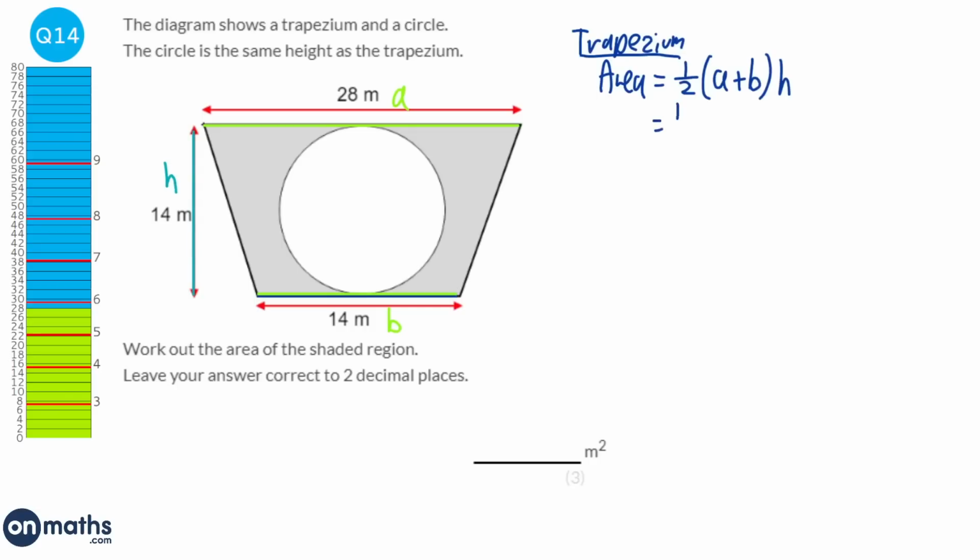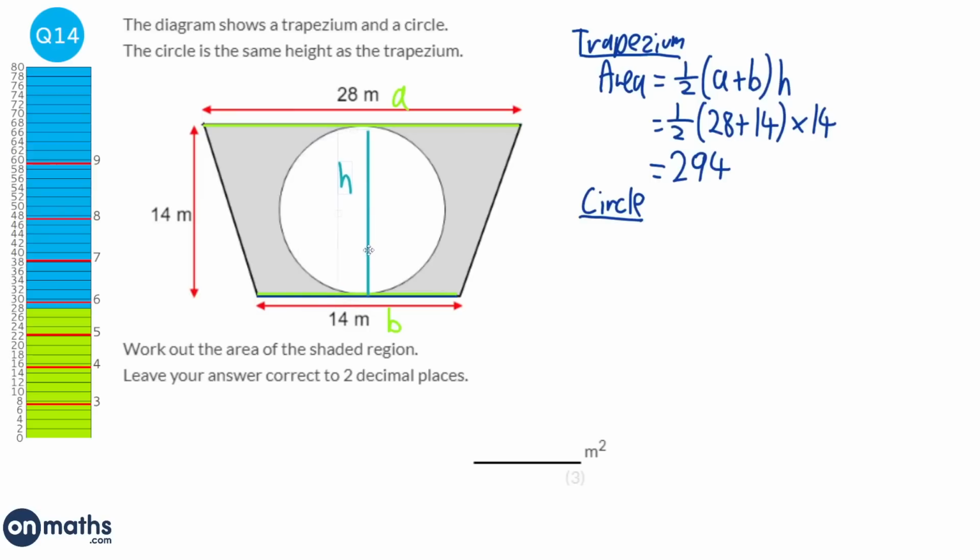So the area would be half times a, which is 28, plus b, which is 14, times the height, which is 14. And so that would be 294. Next we'll do the circle. Now it doesn't look like we've got anything for the circle, but actually the height here is actually the height of the circle as well.